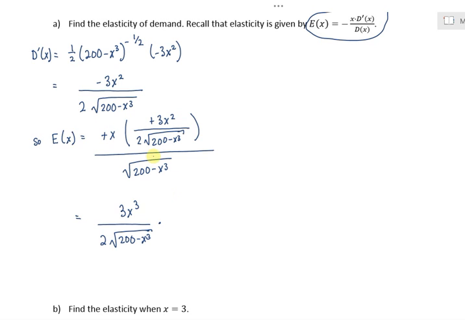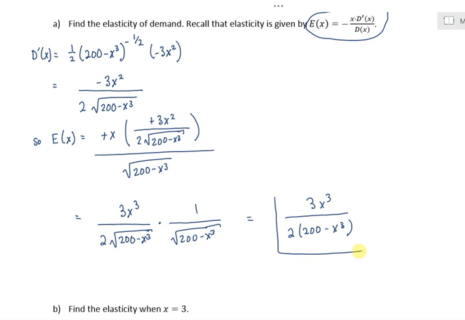And then I'm going to turn this denominator into 1 over 200 minus x cubed root. When I multiply these two square roots together, they're going to turn into a not square root. So that's going to give me 3x cubed over 2 times 200 minus x cubed. I can't do any canceling because the x cubed here is in a part of a sum, so I can't cancel it with that x cubed up there. But that's my answer.